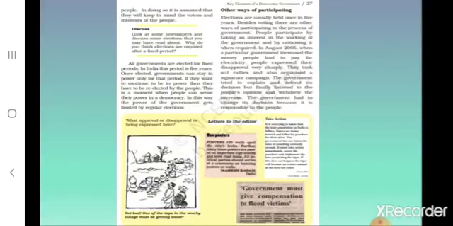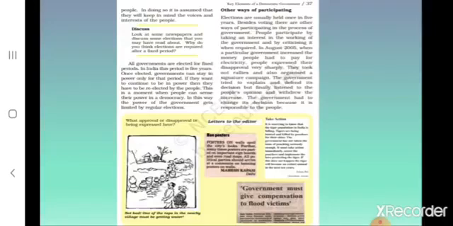And once elected, governments can stay in power only for that period. And if they want to continue to be in power, then they have to be re-elected by the people. That is, they have to fight the elections again. In this way, the power of the government gets limited by regular elections. And the people can sense their power in a democracy.